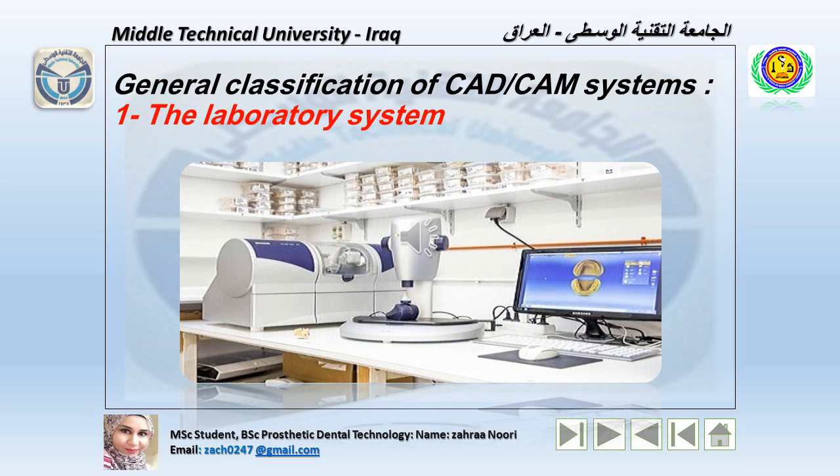Now we discuss the general classification of CAD systems. CAD systems are classified generally into two types: laboratory system and chairside system. This image represents the laboratory system, which is further classified into laboratory CAD, in which the company has its own scanner and milling units, and CAD computer-aided design system, in which the company has only the scanner, and CAM computer-aided manufacture system, in which the company retains the milling machines unit.